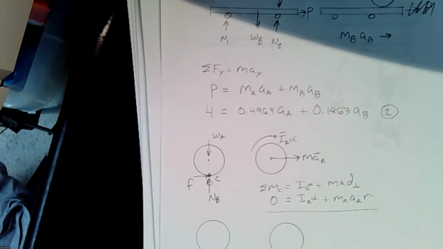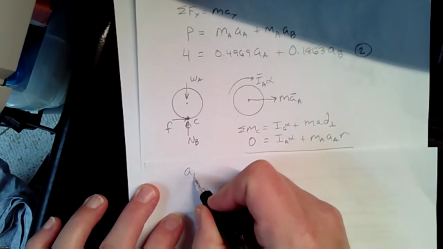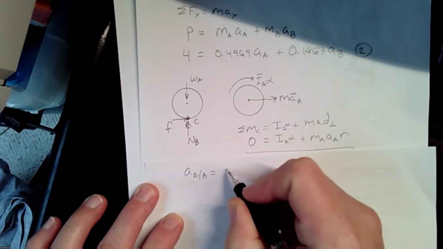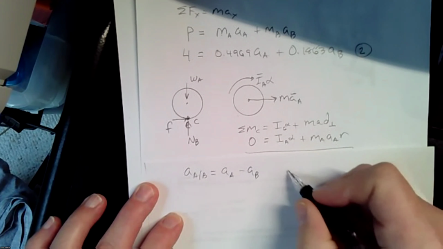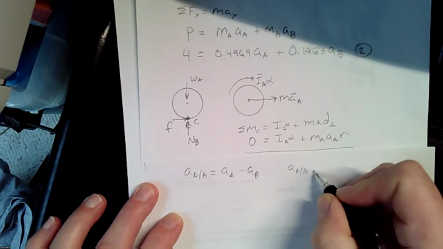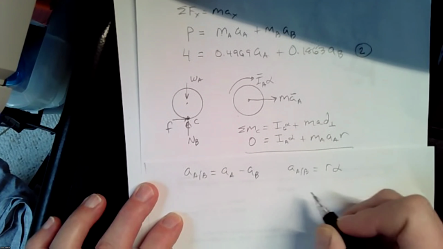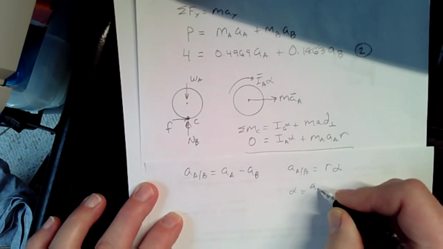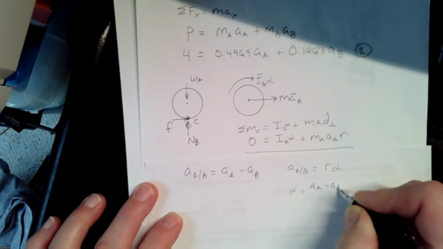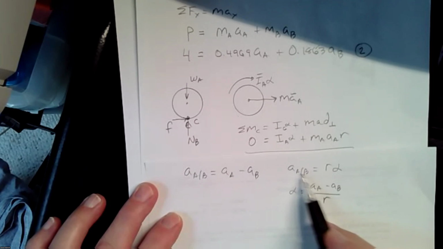So now got to do something with that. Okay, so now recall that we said acceleration of A relative to B equals A_A minus A_B. We also knew that acceleration of A relative to B equaled R alpha, which we talked about earlier. So we can also write that alpha equals acceleration of A minus acceleration of B over R, can't we? Basically substituting in this and then solving. So divide that by that, we get that.